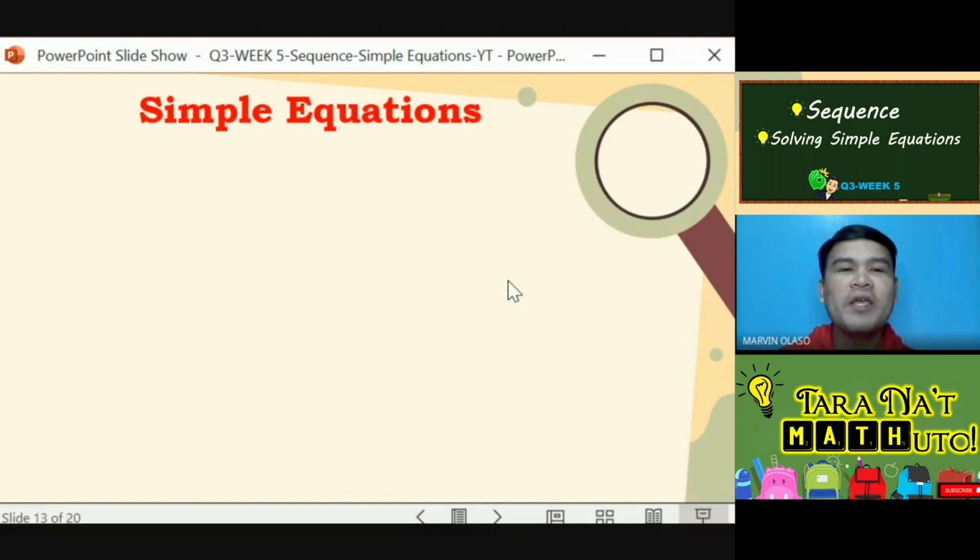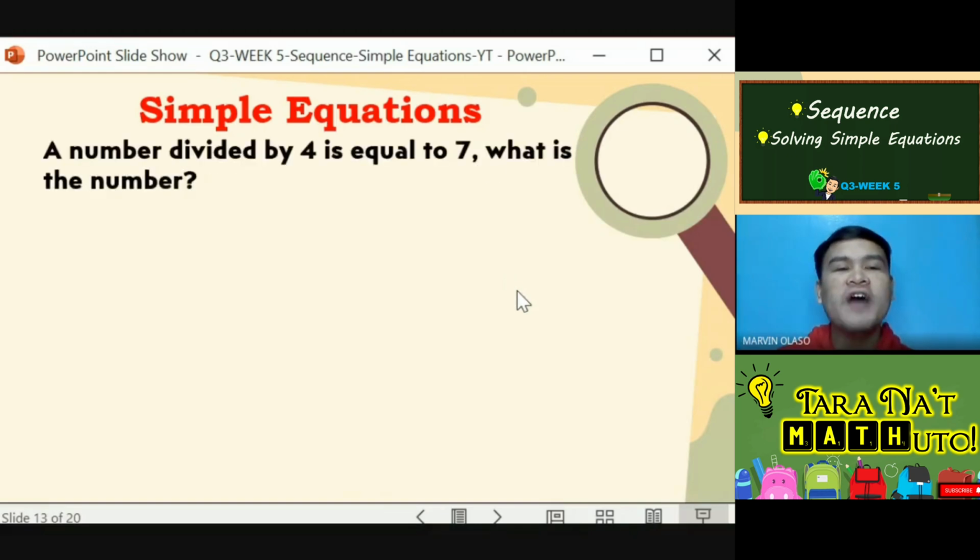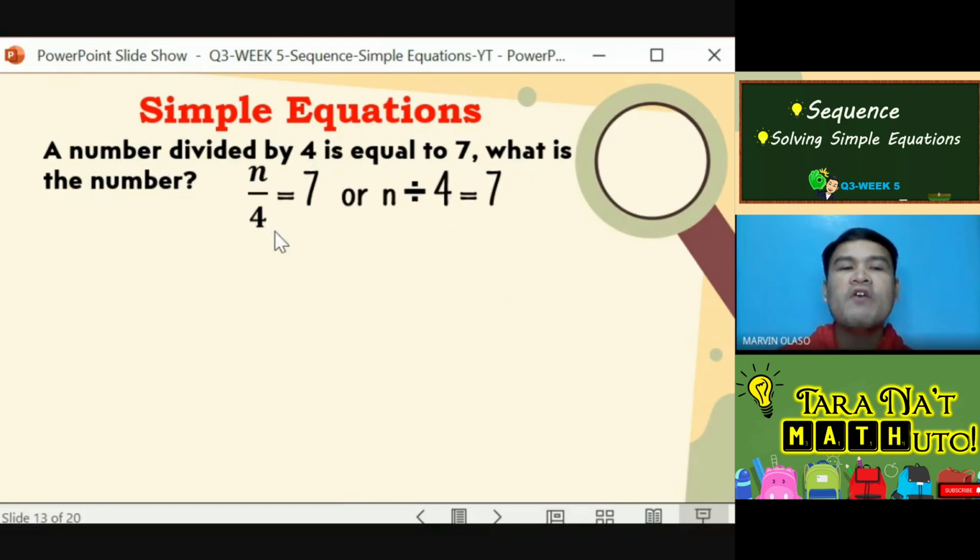Ayan, eto na. A number divided by 4 is equal to 7. What is the number? Ayan, so the equation is now, ano yung equation natin? n over 4 equals 7 or n divided by 4 equals 7. Parehas lang po yan, ho?